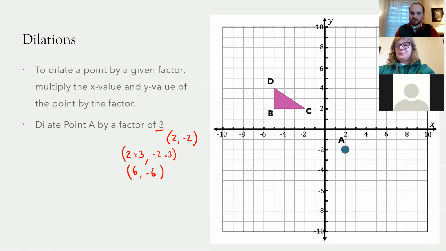So what you'll notice when we do this is that the new point, our A prime, is 3 times as far away from the center as we started out, since we dilated it by a factor of 3. Any questions about that before we move on to shapes?